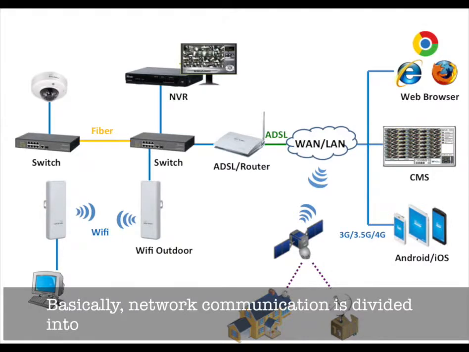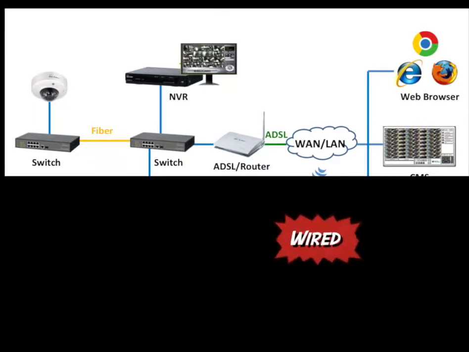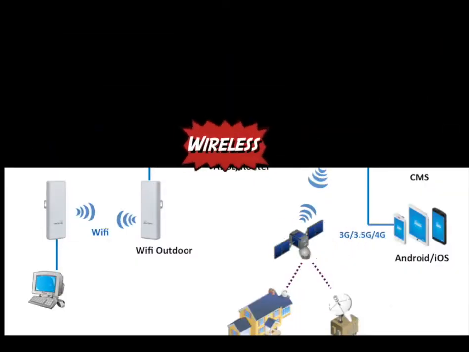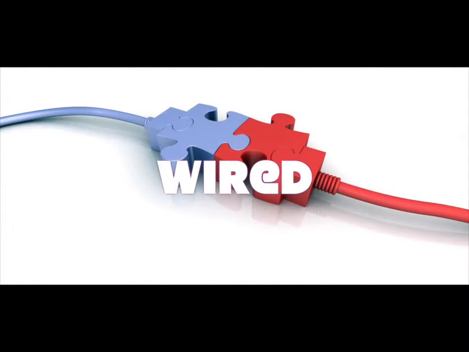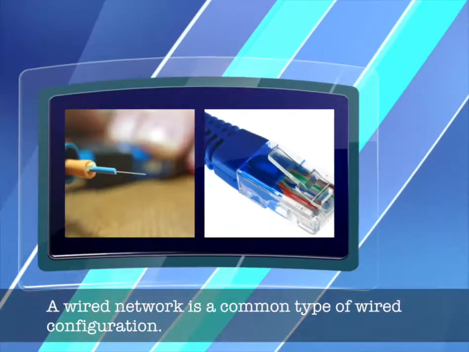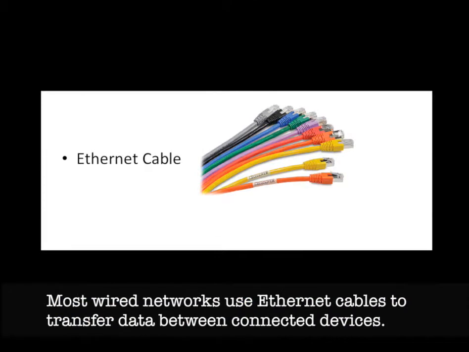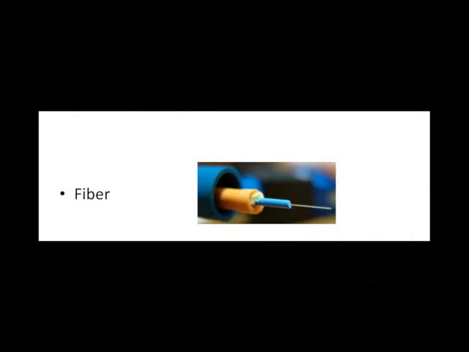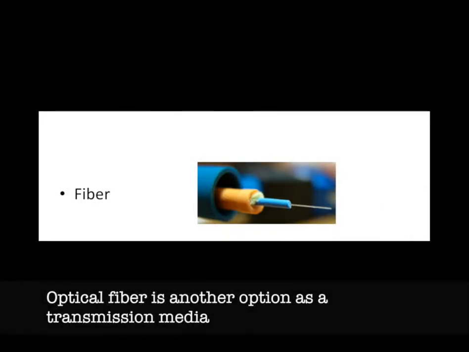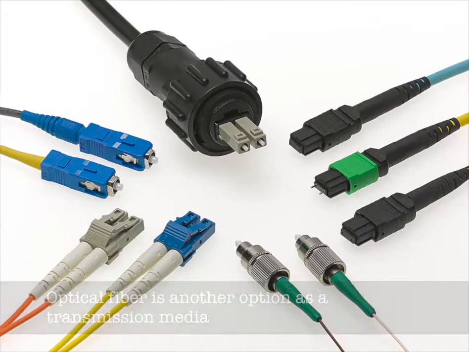Basically, network communication is divided into wired and wireless. A wired network is a common type of wired configuration. Most wired networks use Ethernet cables to transfer data between connected devices. Optical fiber is another option as a transmission media.